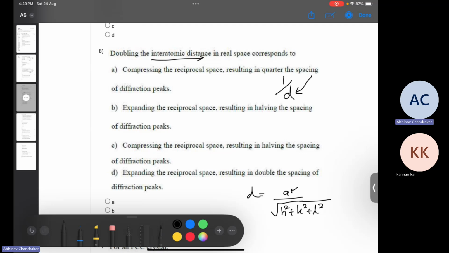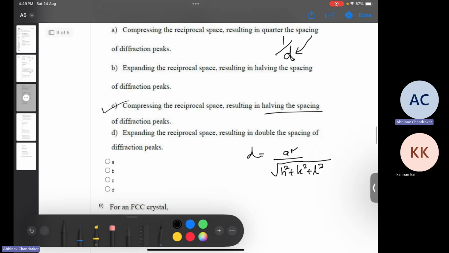So in the reciprocal space, the spacing between the reciprocal lattice points will become half, right? So the reciprocal space will get compressed since the spacing is becoming half, and the diffraction peaks will have half the spacing, which is the same thing. So the answer is C.